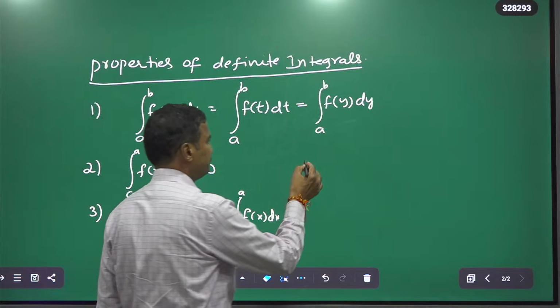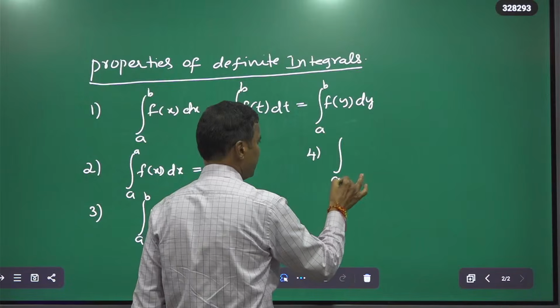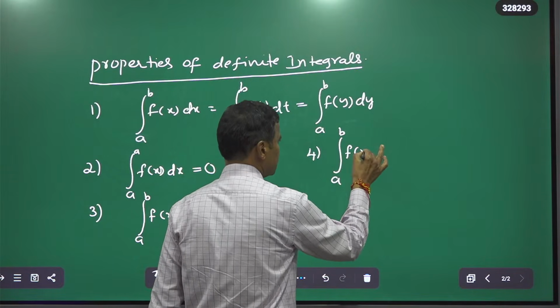And the next one is the integral from a to b of f of x dx.